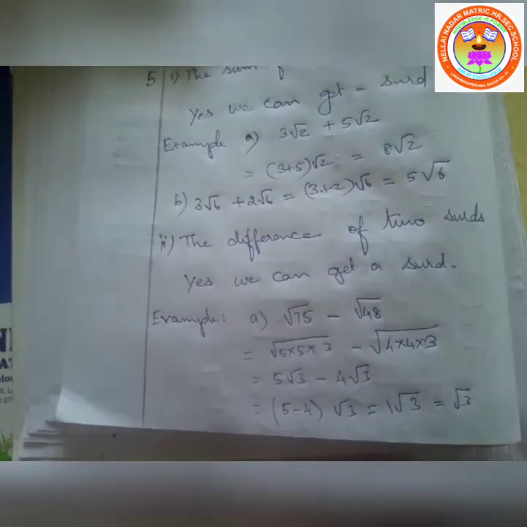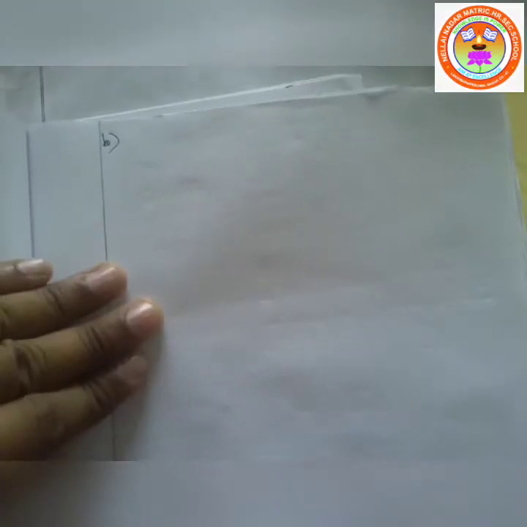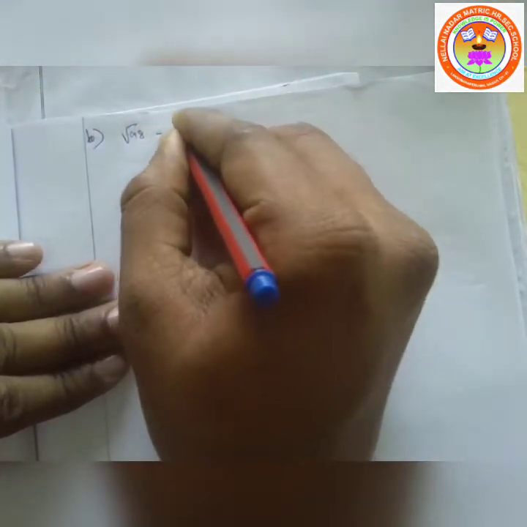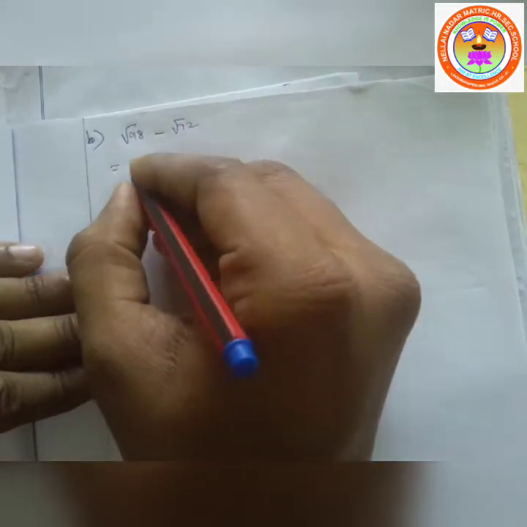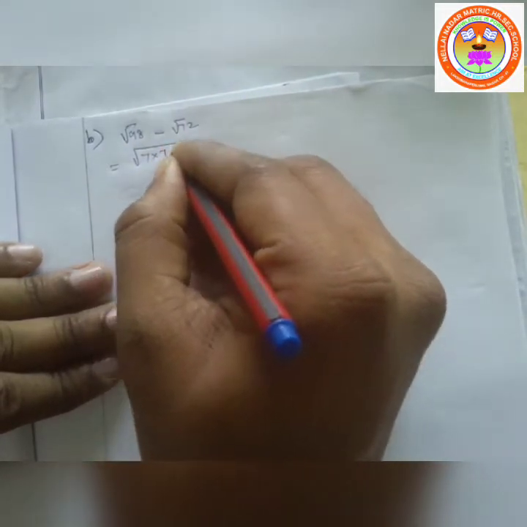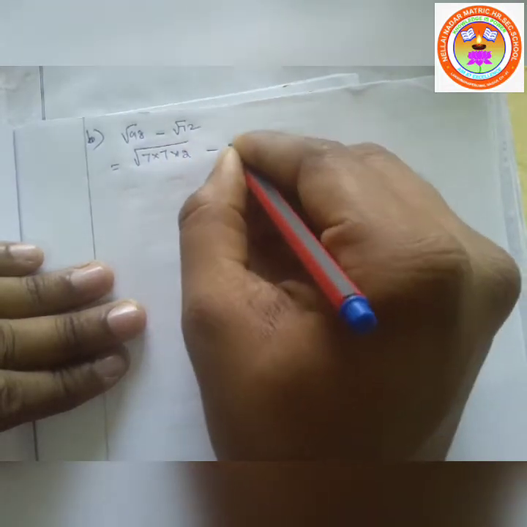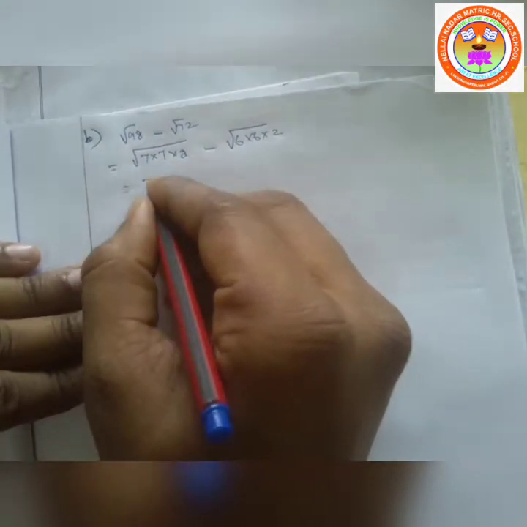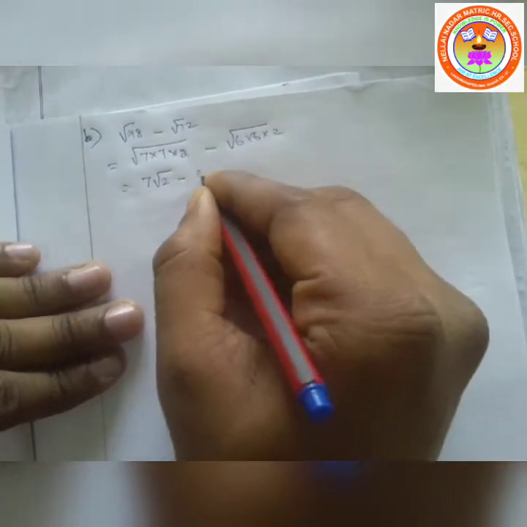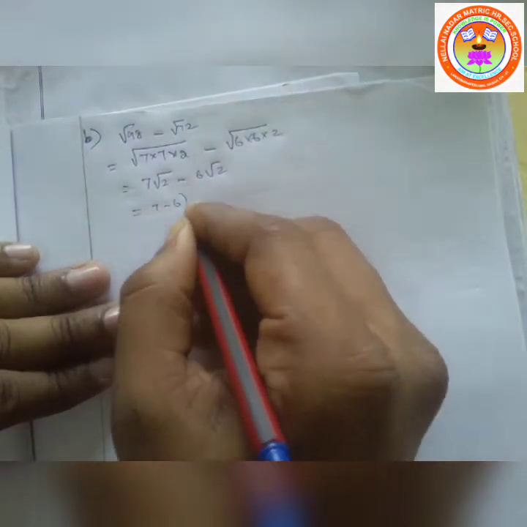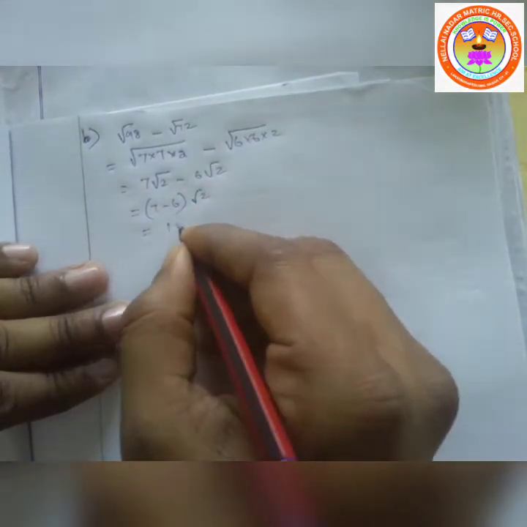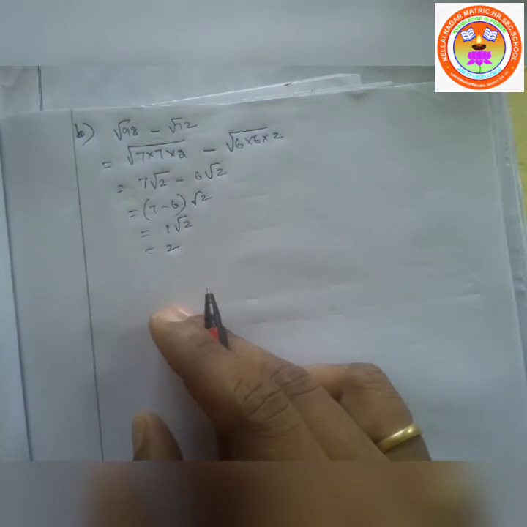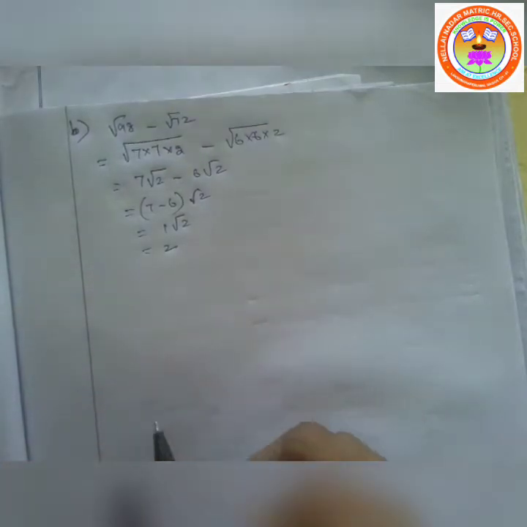This is example 1. We will see another example also. Example B, root 98 minus root 72, which is equal to square root of 7 into 7 into 2 minus square root of 6 into 6 into 2. For two numbers we can take 7 outside. 7 root 2 minus 6 root 2. So (7 minus 6) root 2, which is equal to 1 root 2, which is equal to root 2. So you can subtract two surds in order to get another surd.